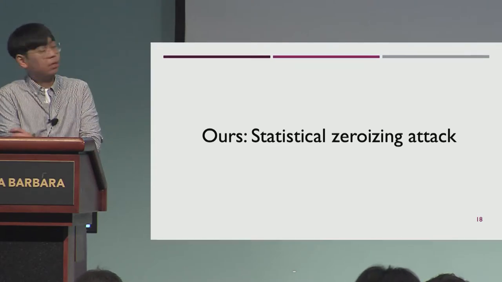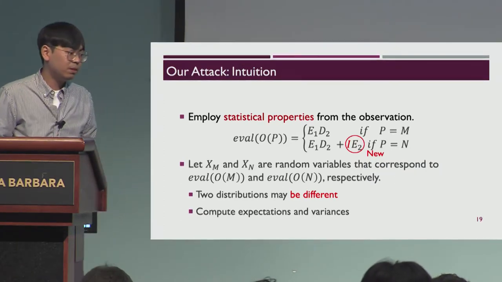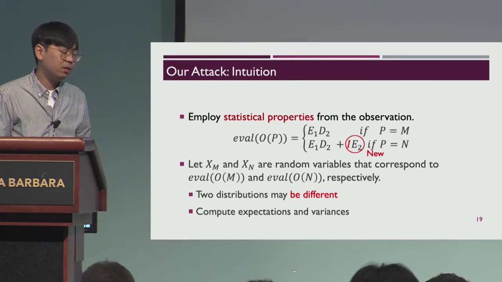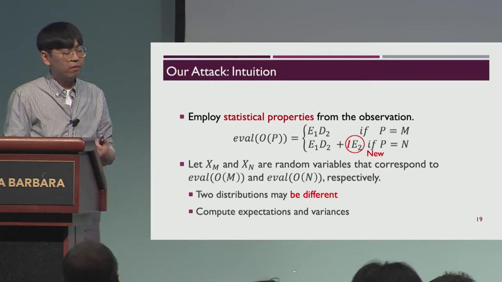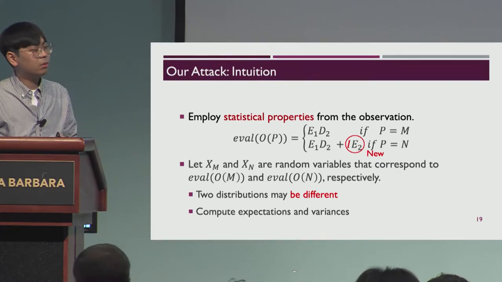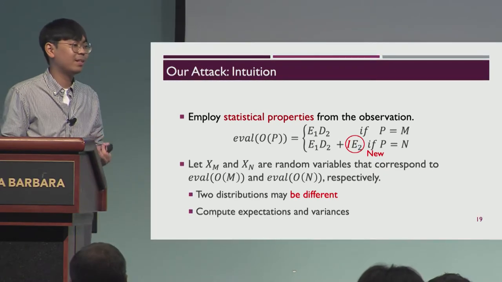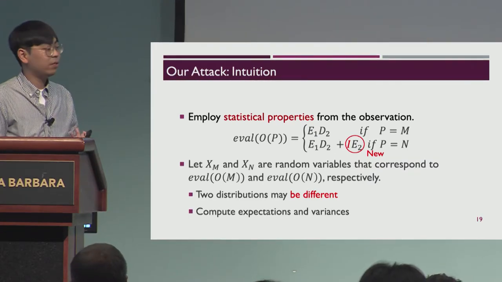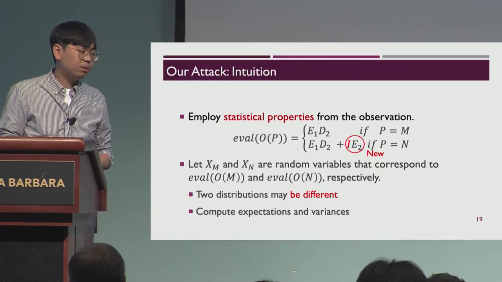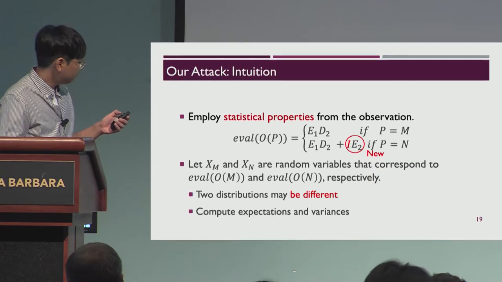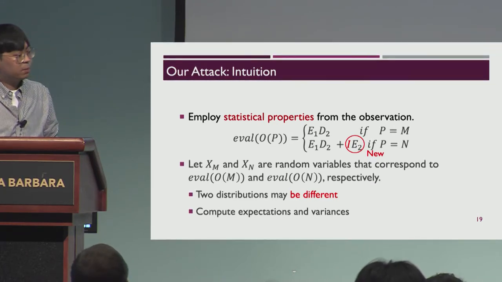Now I talk about our attacks. Outside of the algebraic framework, we employ statistical properties from the same observation that evaluation of the obfuscated program depends on the branching program M or N. So we can define two random variables X_i, and we now consider all matrices as random variables. Then the two random variables X_M and X_N are well defined, which correspond to evaluation of M and evaluation of N. Like the previous attack, we also observe two distributions. We observed that the two distributions may be different because of the new term. The new term may perturb the distributions. To show this, we need to compute their expectations and variances.